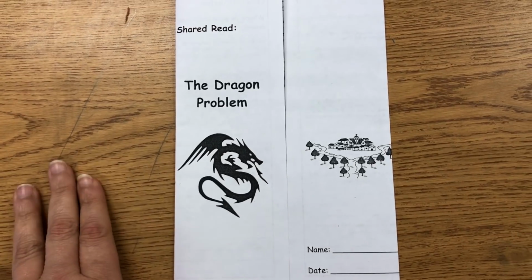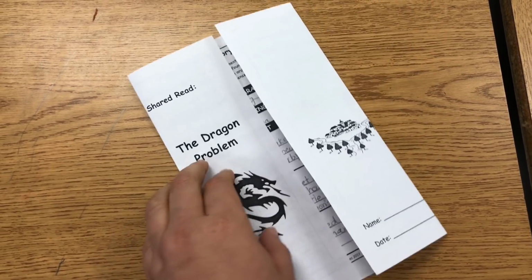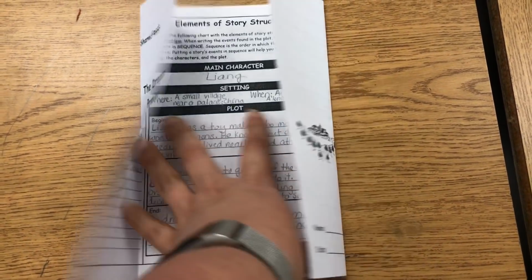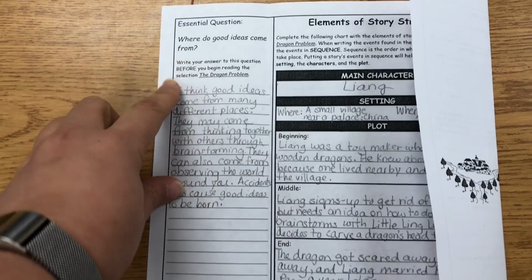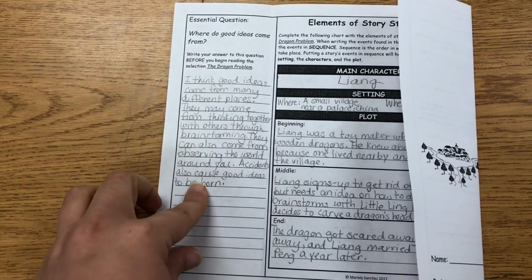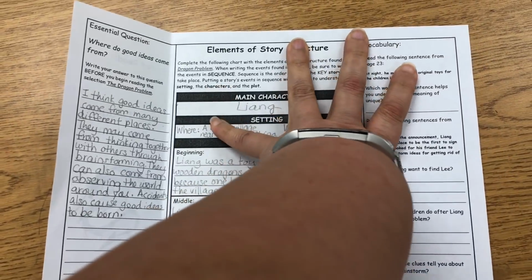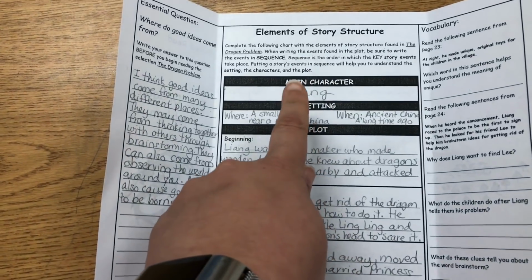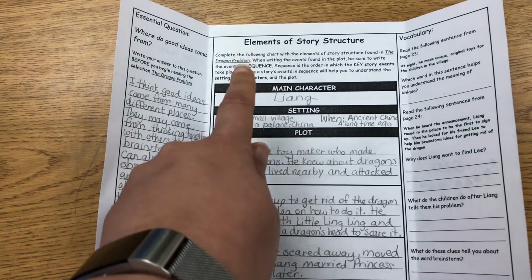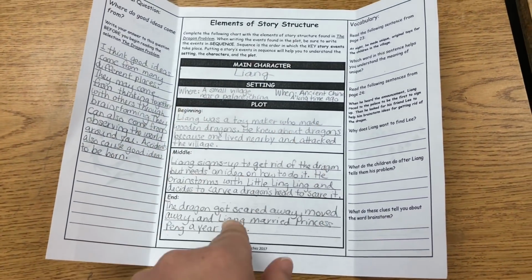So this is the foldable right here. It kind of folds like doors. I still call it a trifold. And when you open it up, I had the students respond to the essential question, where do good ideas come from, before they read the dragon problem. And then after we did the first read, which I did model good reading for them, and I read it to them myself, it's a short story, they then completed this elements of story structure chart so that they can focus on the standard that we're doing.